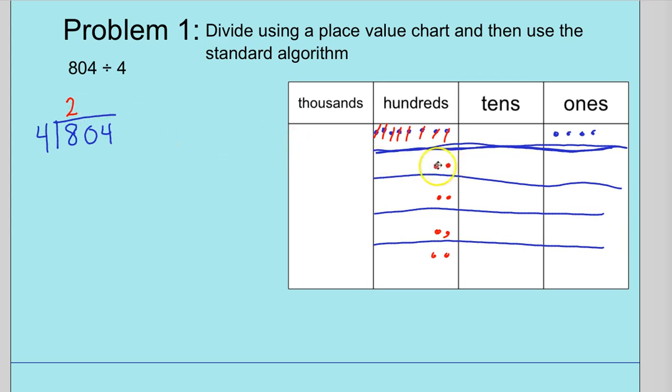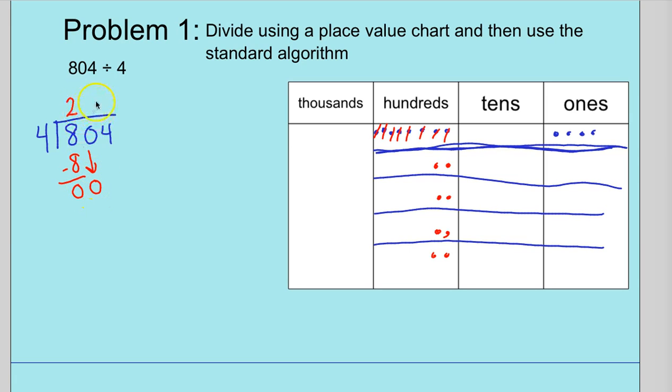And then look at my array. 2 times 4, I used 8. So that goes under here, and I subtract. And when I bring down that 0, 0 tens divided by 4.